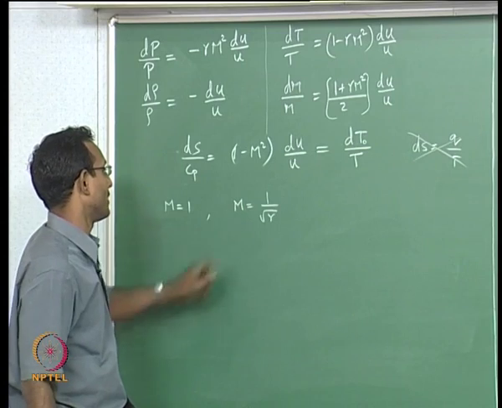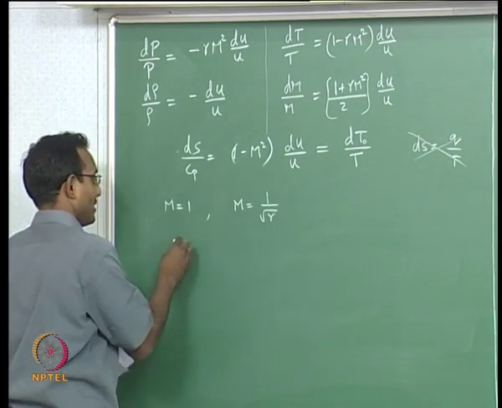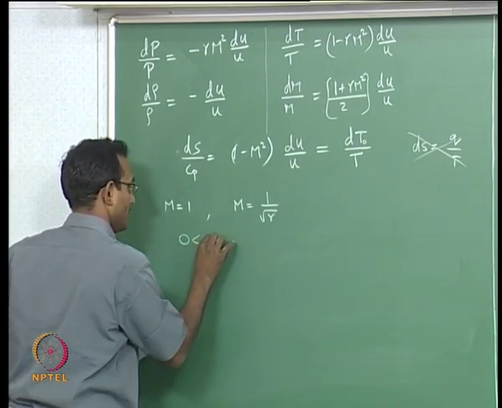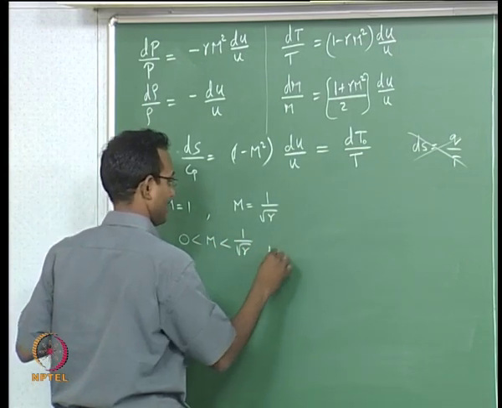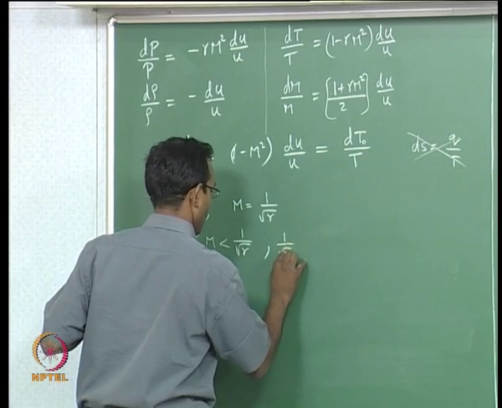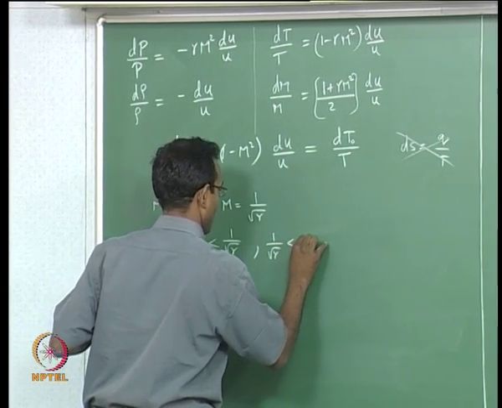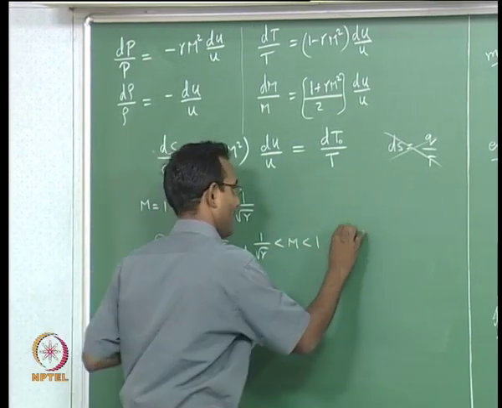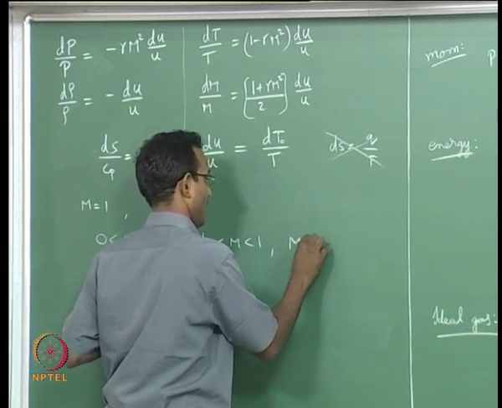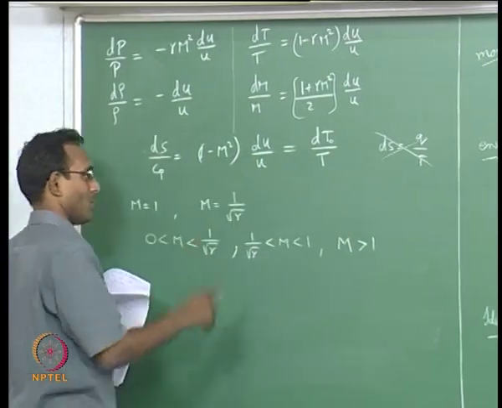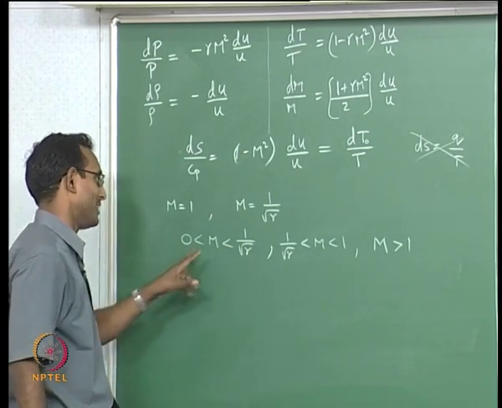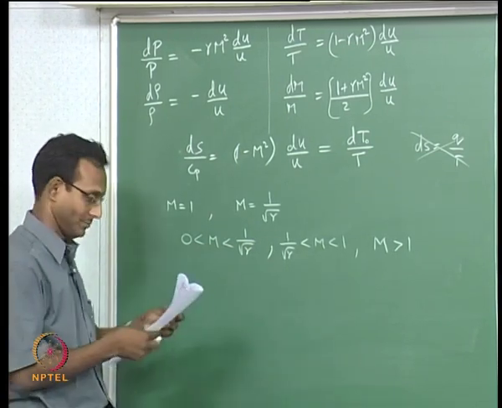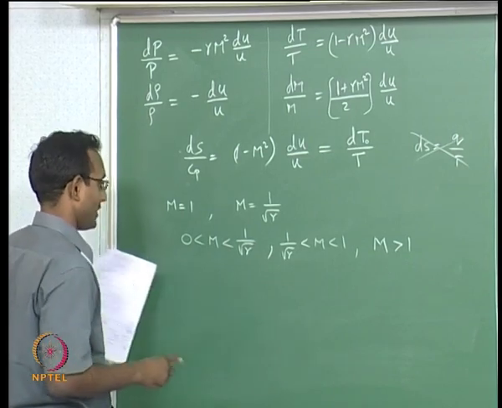So, in the subsonic range, I have to think about 0 to 1 by square root gamma as one case, 1 by square root gamma less than M less than 1 as another case, and M greater than 1, or 1 less than M, as a third case. So, these are the cases we have. Now, I have to study each of these separately. That is the basic idea.